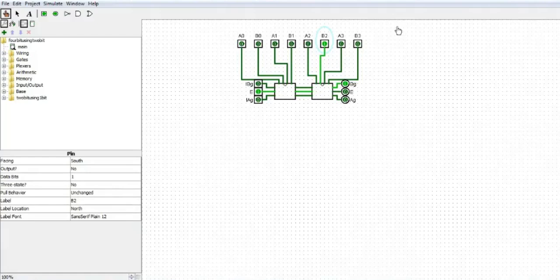So let's see the demo of the 4-bit magnitude comparator in the lab kit.